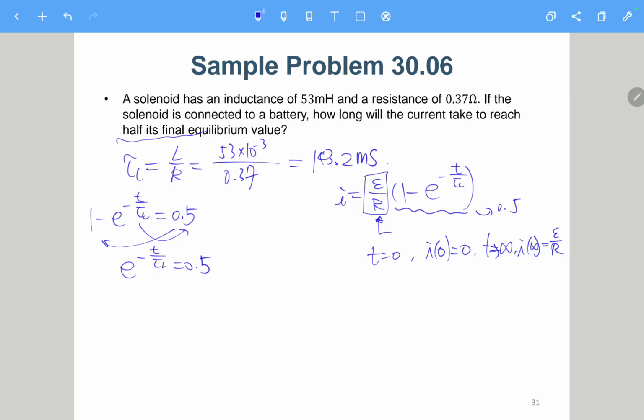Okay, so let's take log on both sides. Or maybe we can just take the reciprocal on both sides. So we have exponential to t over tau L equals 2. If we take the reciprocal, the negative sign changes to a plus sign, and on the right side we have 1 over 0.5, which is 2.